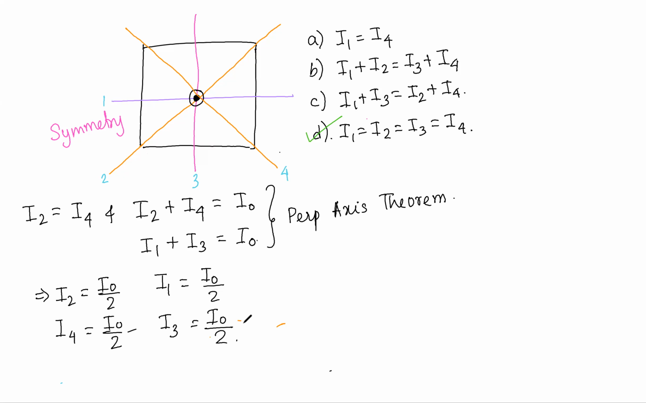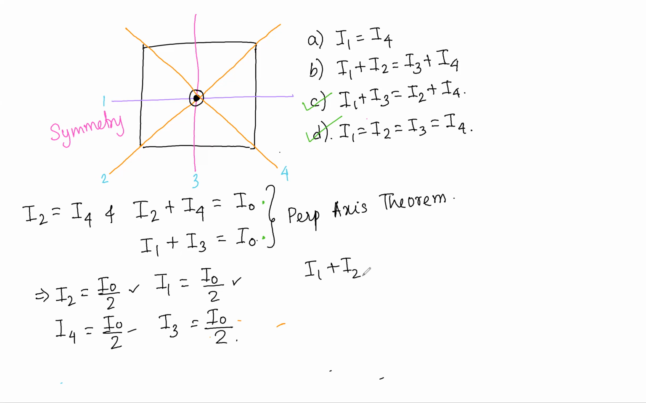Now, I1 plus I3 is equal to I2 plus I4. From here itself, we can see that option C is also correct. That's just the perpendicular axis theorem. I1 plus I2 is equal to I3 plus I4. So I1 plus I2, that is not the perpendicular axis theorem. But if you still write down the values, I1 plus I2 is equal to I0.